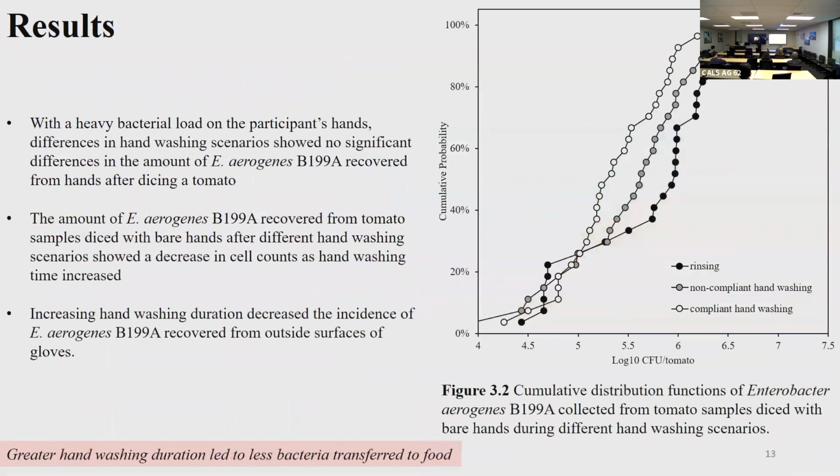So with a high bacterial load, when we measured the amount on participants' hands, regardless of hand washing, there was still the same total amount left. That has to do with the fact that it was a very heavy bacterial load. However, there were a couple of interesting differences. For one, the increased hand washing duration does decrease the incidence of detecting bacteria on the outside glove surfaces. And for another, when we're dealing with bare hands, you end up having less transferred to the tomato with greater hand washing duration. However, it's subtle.